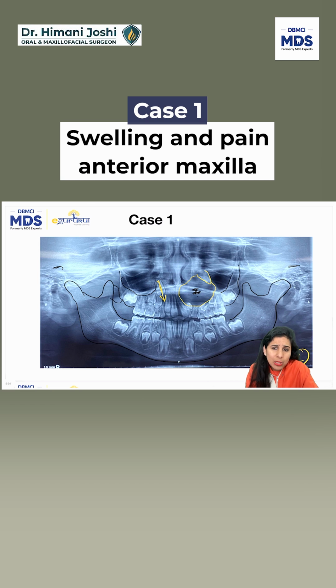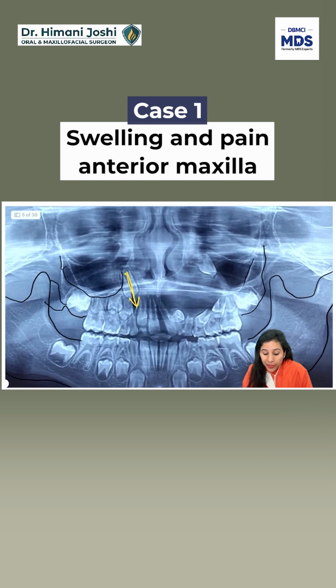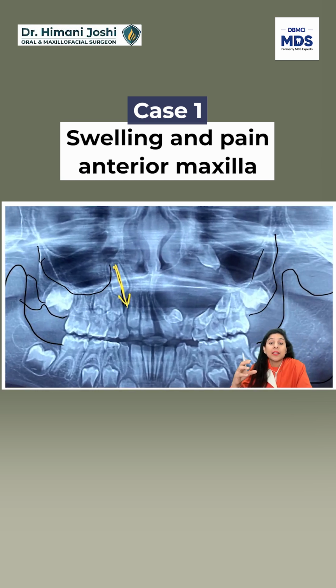Does it look solid? Does it look fluid filled? Difficult to say. Unless you aspirate, you will not be able to say. But what is obvious is that it is a radiolucency. It could be a tumor like AOT, which is commonly present in the anterior maxilla. It could be an OKC. It could be a dentigerous cyst. It could be an ameloblastoma also. So what will be my next step?